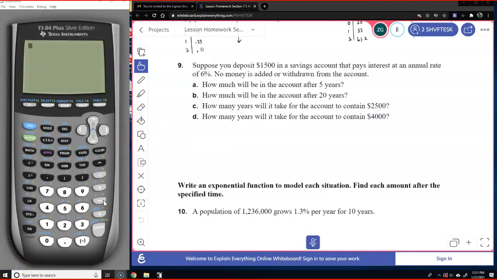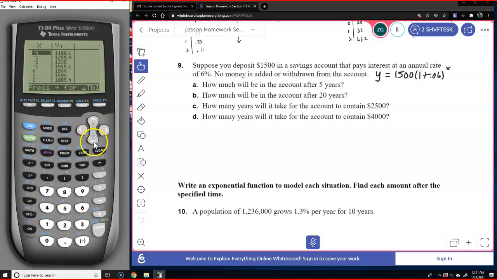For number 9, it says, suppose you deposit $1,500 in a savings account and pays interest at an annual rate of 6%. No money is added or withdrawn from the account. What you're going to have to type in to the calculator is your initial amount, which is $1,500, 1 plus 0.06, and remember we're going to use X as the years. So we're going to go ahead and type that in, and it says here we have 1,500 parentheses 1 plus 0.06 raised to the X power.